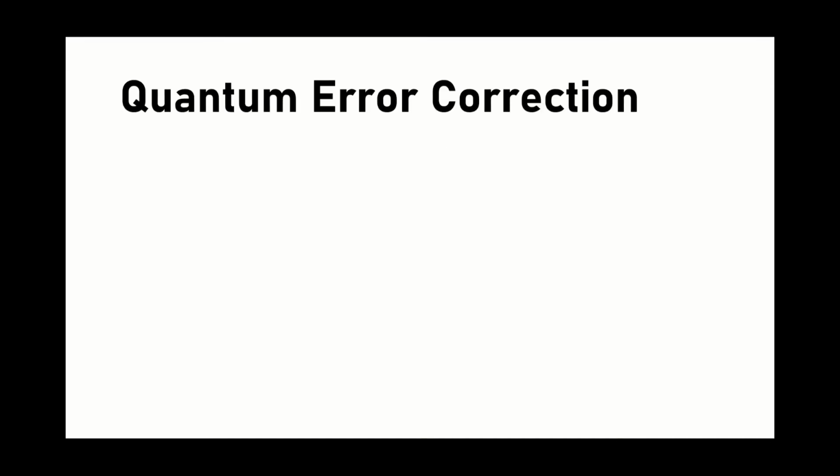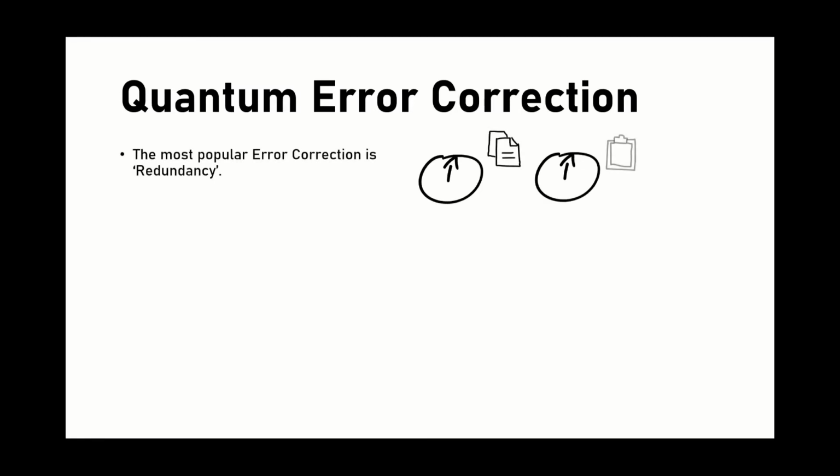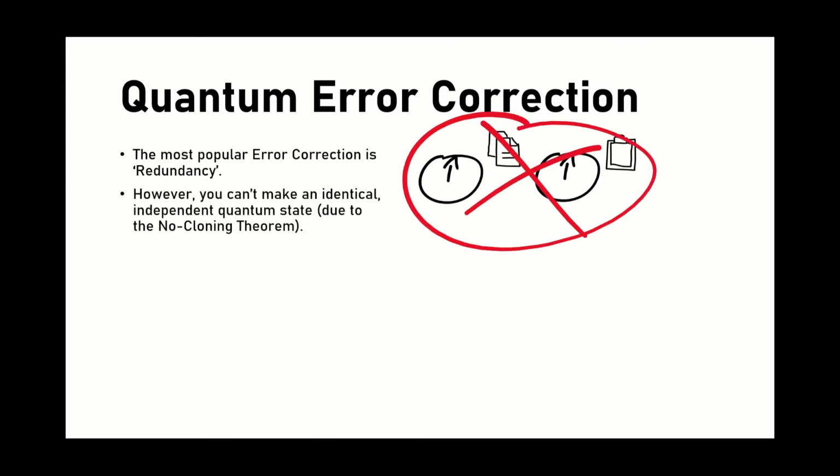Quantum error correction is a collection of methods that is used. In normal error correction, one of the most popular methods is redundancy. So, in classical computers, this will be copying your information and pasting it, like you would do with a Word file. However, in quantum mechanics, we can't do this because of the no cloning theorem. This states that you can't make an identical independent quantum state.